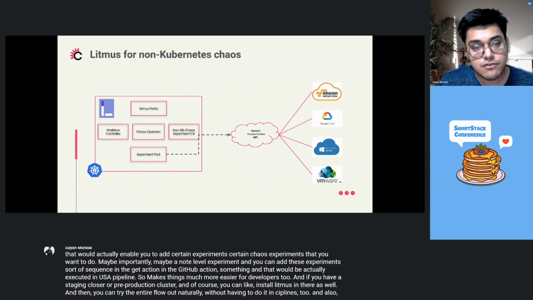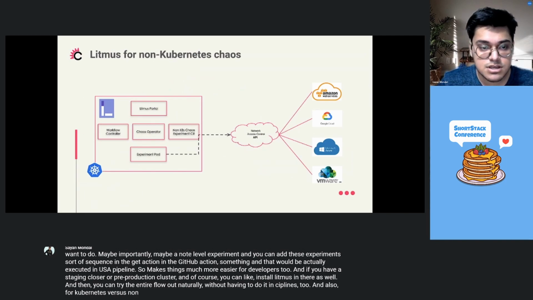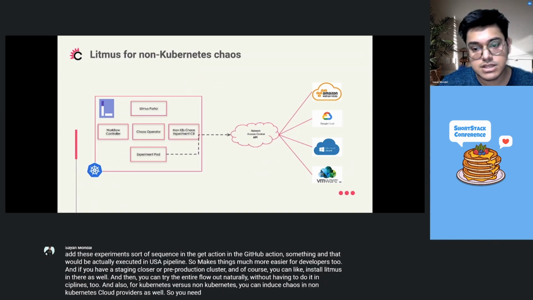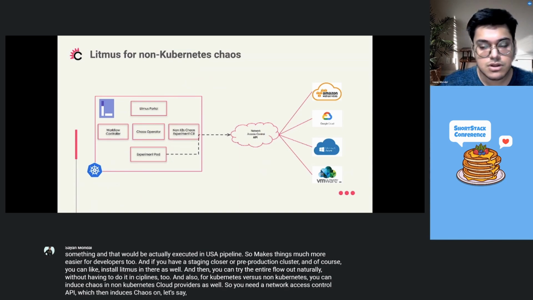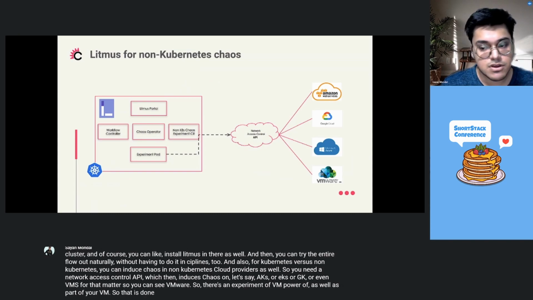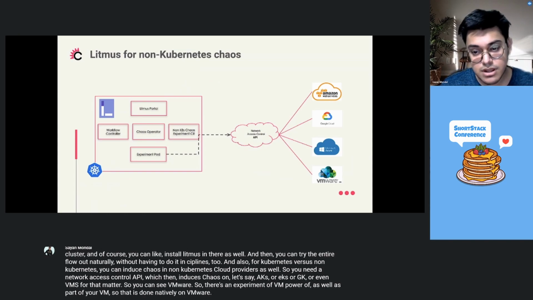And also for Kubernetes versus non-Kubernetes, you can induce chaos in non-Kubernetes cloud providers as well. You need a network access control API, which then induces chaos on, let's say, AKS or EKS or GKE, or even VMs for that matter. So you can see VMware. There's an experiment of VM power off as well, which powers off your VM. That is done natively on VMware. So you get all these capabilities with Litmus.